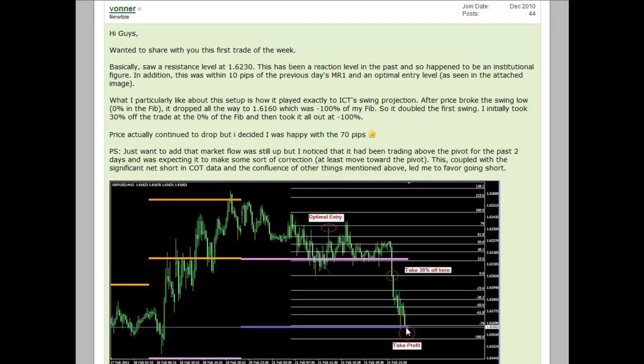And excellent cover, very, very good. Price traded down a little bit farther, but who cares? You took your trade, you traded your pattern, your system, and excellent. You cannot go wrong taking profits like that. So 70 pips, awesome, very, very good.